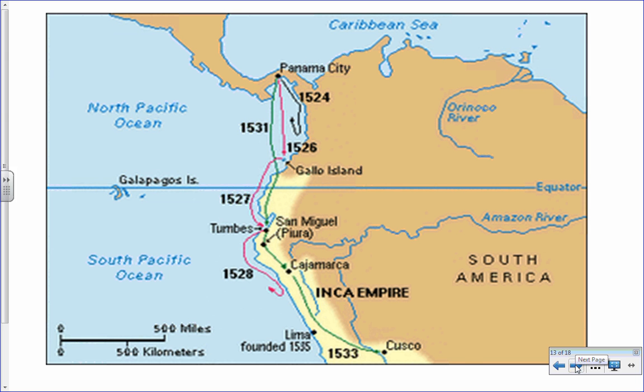Okay, and this is just a quick visual to show you where Pizarro was. This is the Pacific Ocean on the west side of South America up to Central America, linking Mexico, and then Cortez was up here at the Yucatan Peninsula.